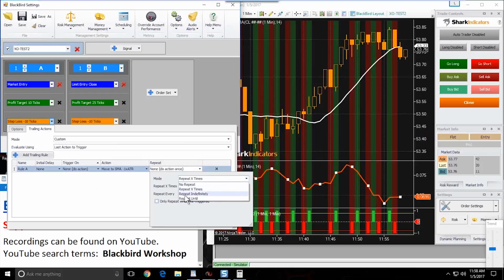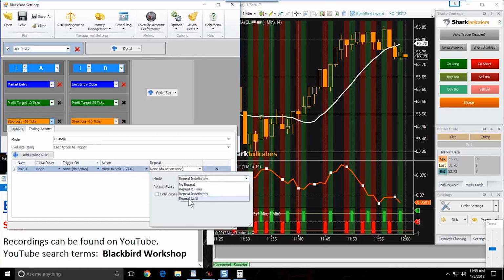All right, the next one is repeat indefinitely. This means this trailing rule can repeat forever. As long as the trade's alive, this rule can keep repeating and executing. No limitation there.